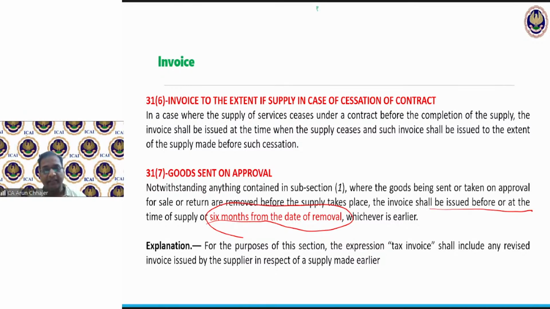So if it is a supply, last date to issue the tax invoice would be the date of removal. If it is not a supply, sales on approval, then you are not required to issue the invoice at the time of removal. Max to max, you can wait till 6 months. If in between the customer confirms that yes, goods is accepted, you can issue the tax invoice. Then in that case, it will be the last date, or max to max 6 months from the date of the removal. That will be the last date to issue the tax invoice.